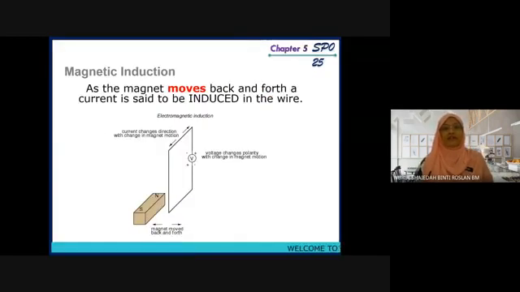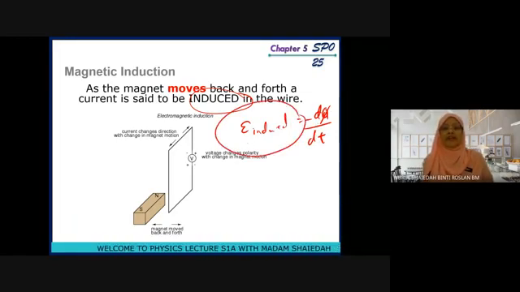Okay, so kalau you tengok ini magnetic induction, as the magnet moves back and forth, a current is said to be induced. Kenapa? Because they are changed. So induced EMF can only be produced when they are changed. So tolong ingat ya, this one you have to remember. We can only produce induced EMF when they are changed.